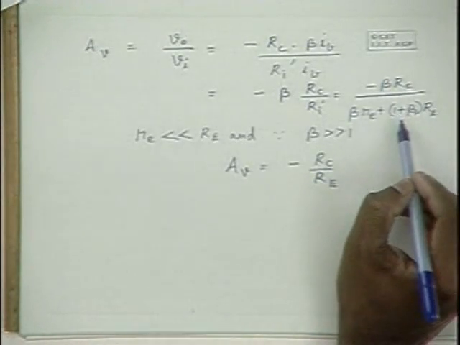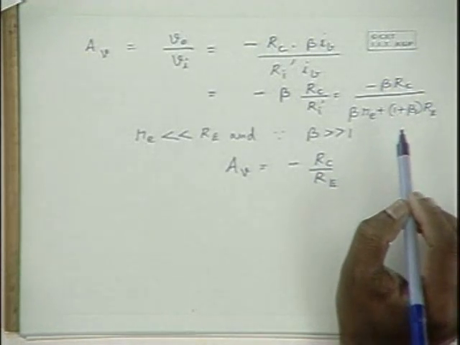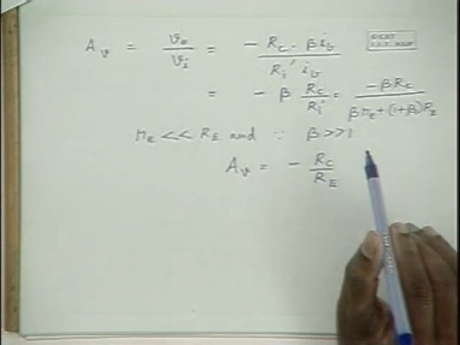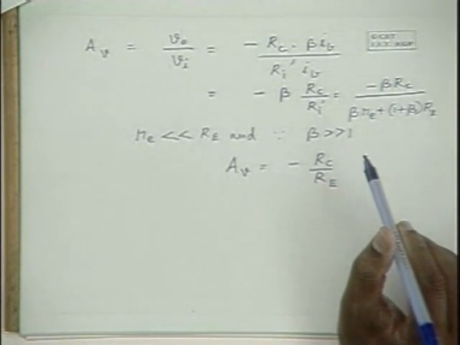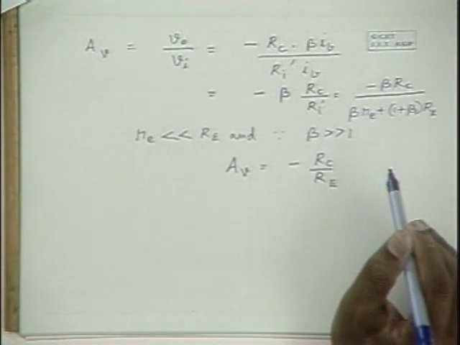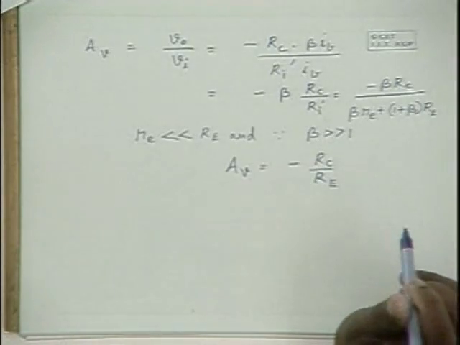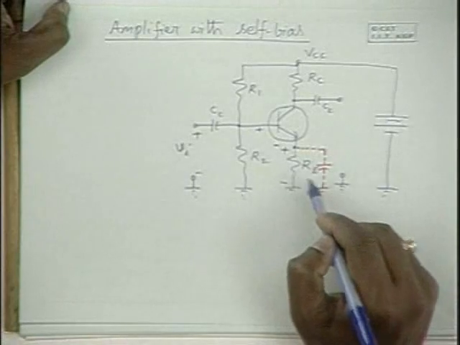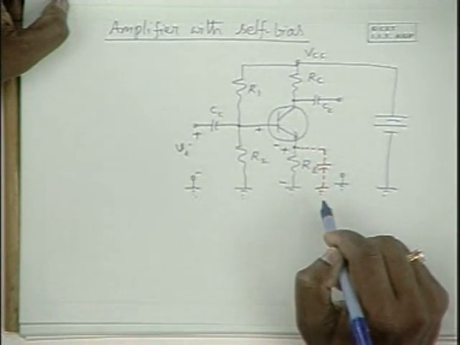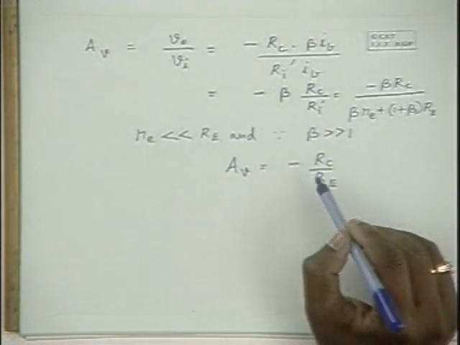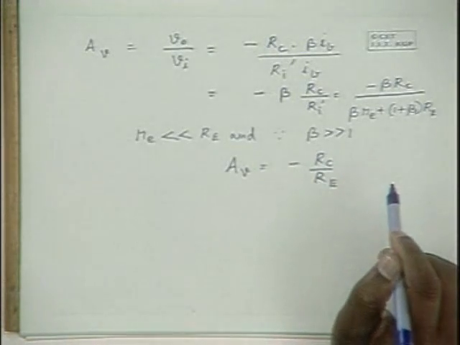Its dependence on beta is very small. Therefore, if you change a transistor with beta equal to 100 and replace it by another transistor with beta equal to 200, it's not going to change the voltage gain. So voltage gain is going to be stable with this kind of arrangement, with this kind of feedback. But you are losing in terms of the gain. Gain is reduced now considerably.